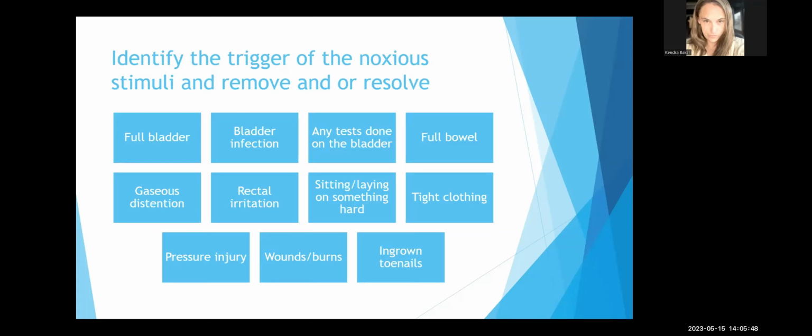And then, like I said before, if they're dressed in street clothing, right, you want to be checking how those clothes are fitting. Is something too tight? And then assessing their skin integrity as part of your assessment, and looking for anything that could be causing any sort of pain. Even something as simple as, do they have any ingrown toenails? Have they been sitting on something, or laying on something, that is too hard? Could they be developing a pressure injury? Can I get the next slide?